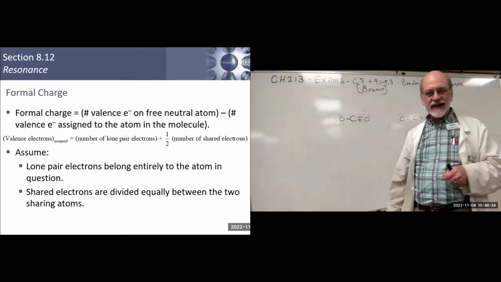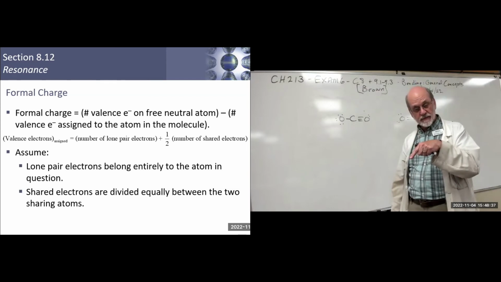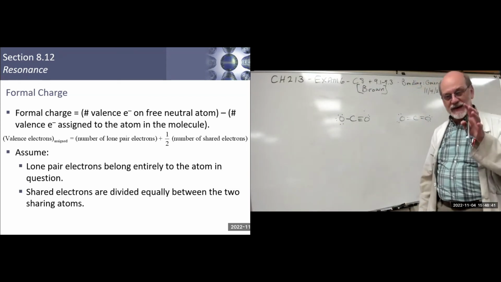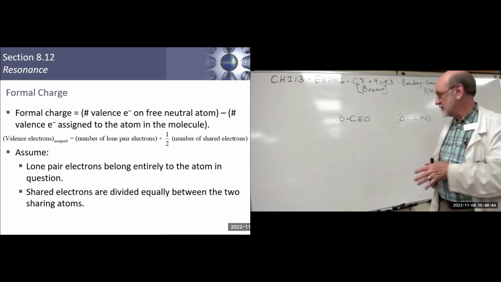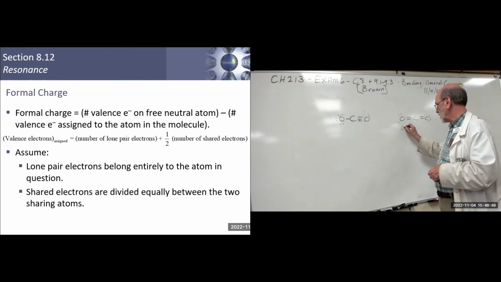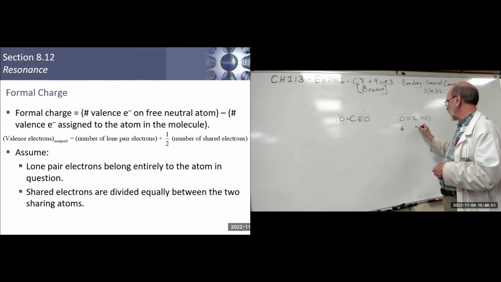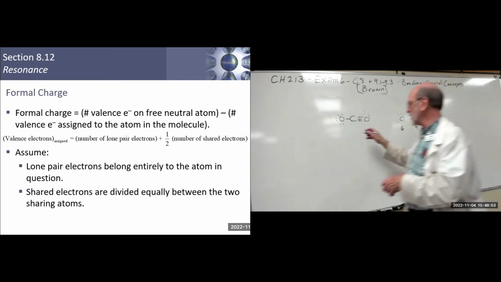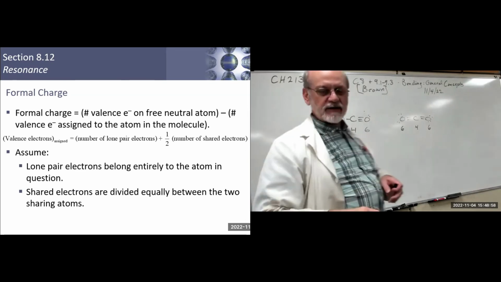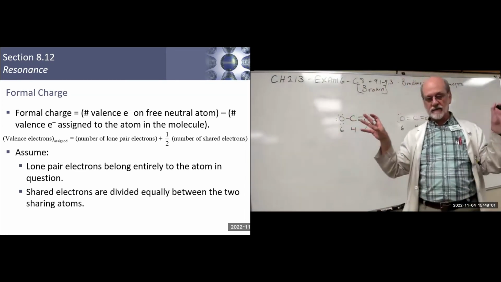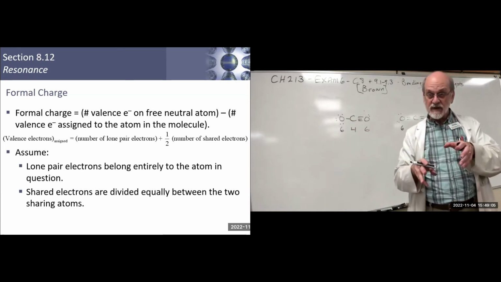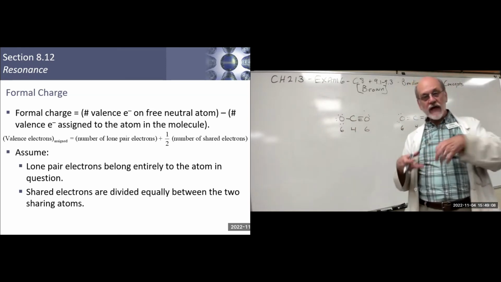The formal charge on any atom in a molecule is the number of valence electrons on the free atom. So the number of valence electrons here would be 6. The number here would be 4. The number here would be 6. Same on both sides: 6, 4, 6. That's the number of valence electrons if the atom were free. Now, how many electrons do we assign to that atom in the molecule? And here's how we do it.